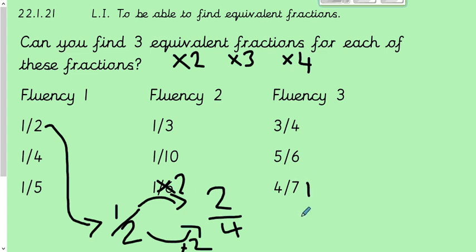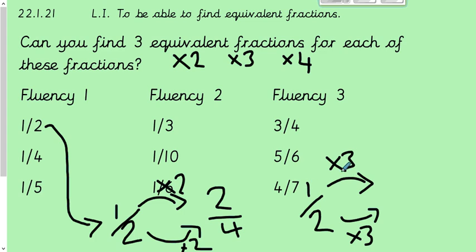Let's do it for times by 3. So times the numerator by 3 and times the denominator by 3. So 1 times 3 is 3, 2 times 3 is 6. Therefore, 1/2 is equivalent to 3/6. And if you wanted to, you could use a fraction wall to prove these as well, okay? Just because we're looking at a different method doesn't mean it won't show it on the fraction wall.